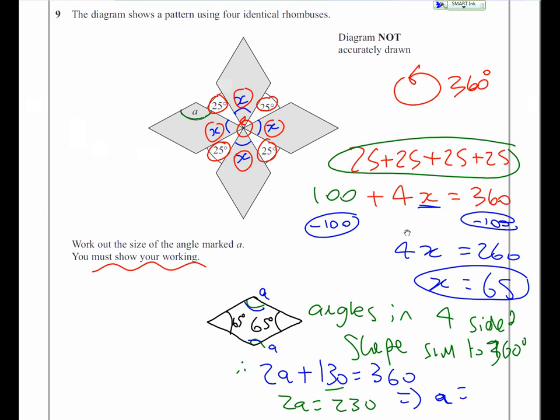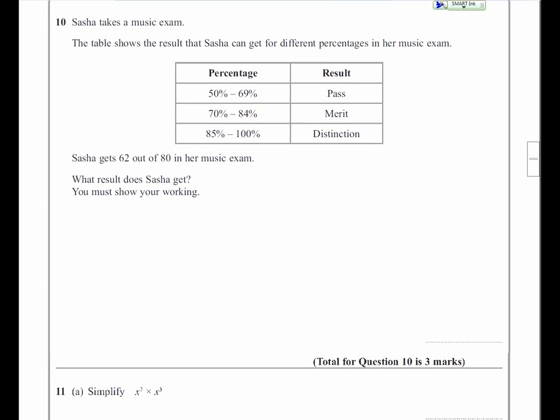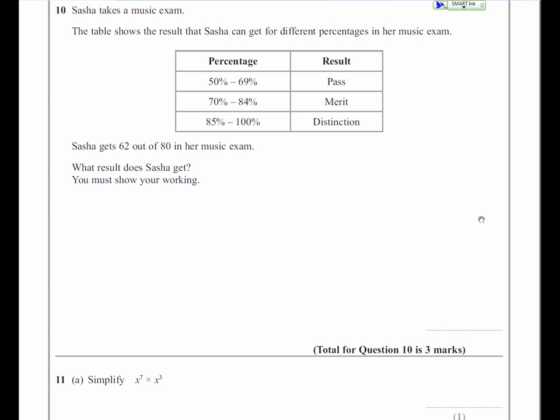A equals 115 degrees. Okay, job done. It's quite a nice question. Question 10. Sasha takes a music exam. The table shows the results that Sasha can get for different percentages in her music exam. Sasha gets 62 out of 80 in her music exam. What result did Sasha get?